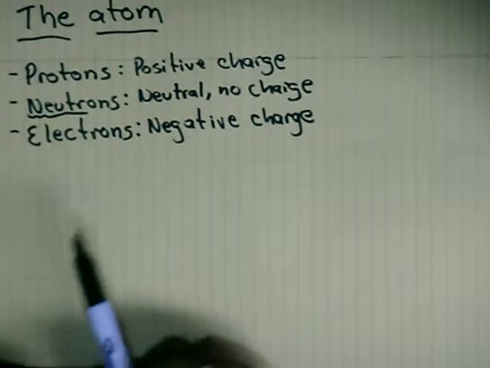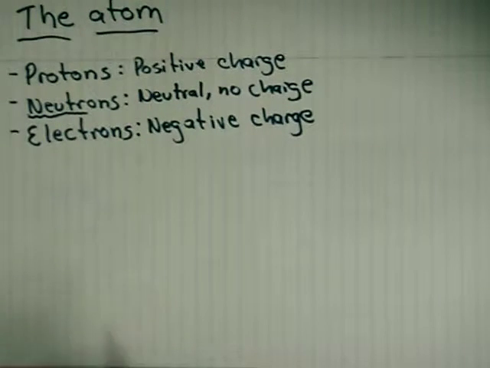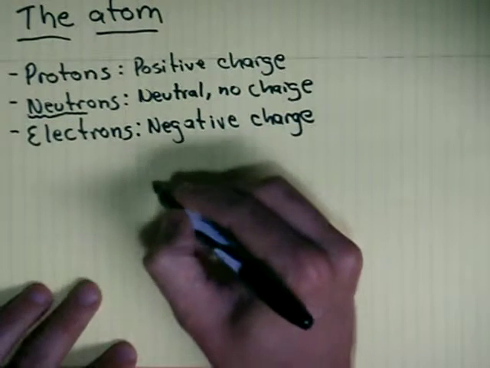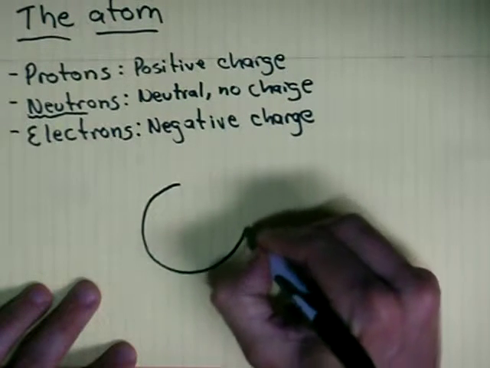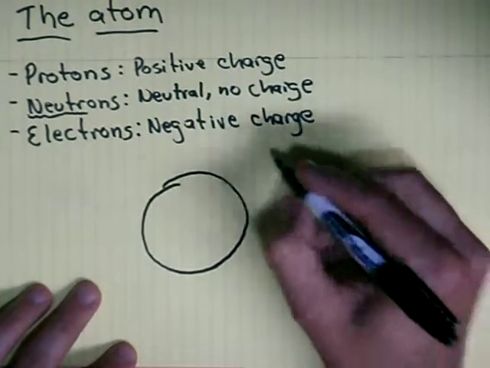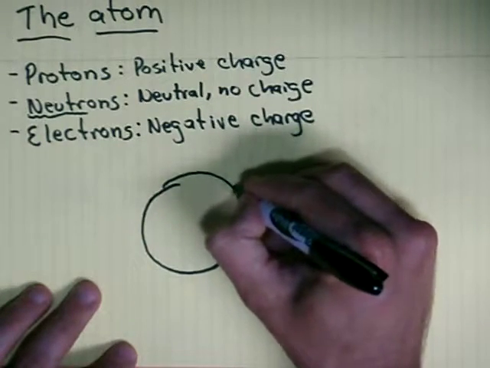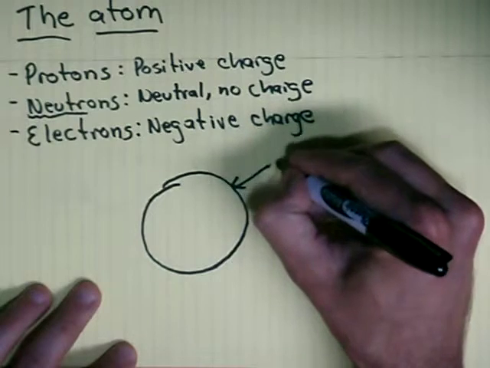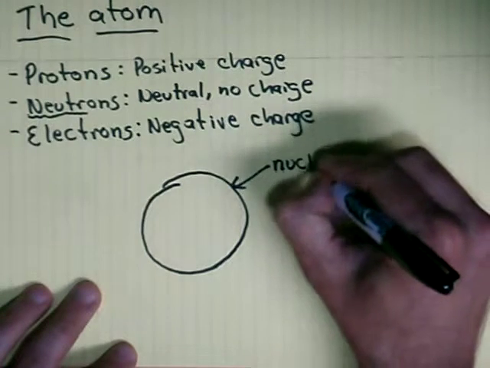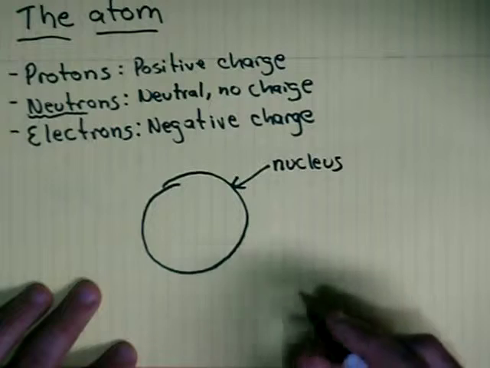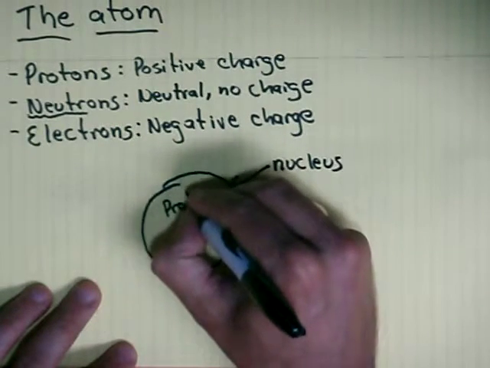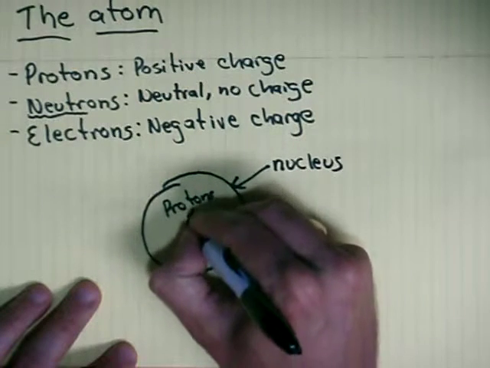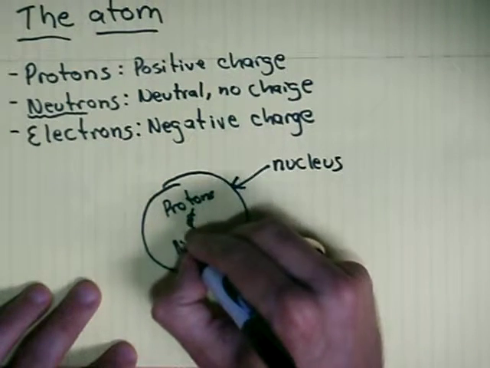So now, where are these? If we were to zoom in on an atom, where would we find these different particles? And this is just kind of a rough representation. In the middle of the atom, or the nucleus, is where we have the protons and neutrons.